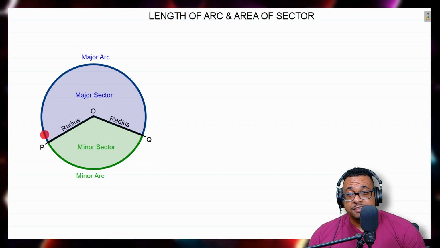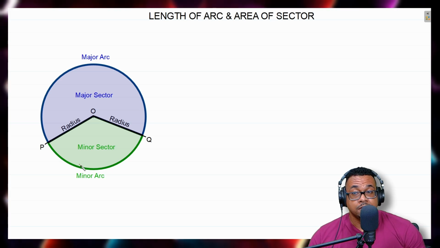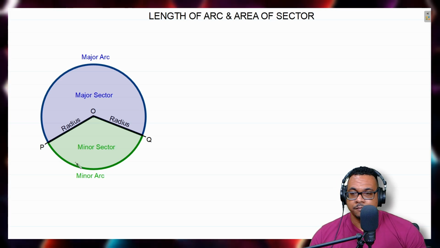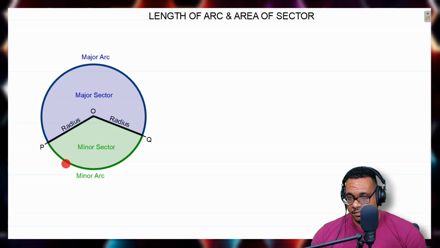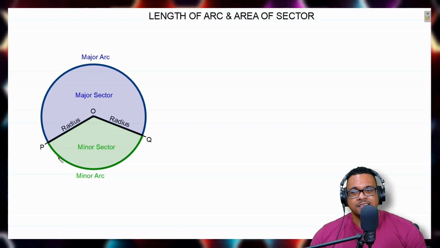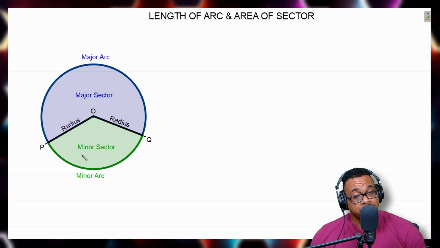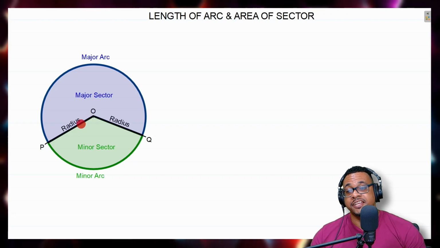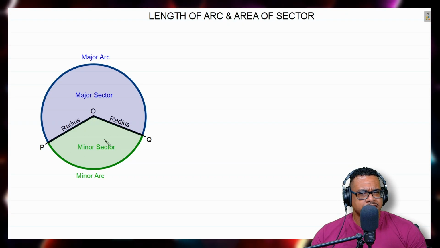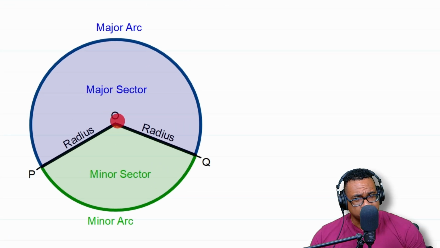So there you have it. Now you know the difference between the arc and the sector. The arc is a piece of the circumference of the circle, and the sector is a piece of the area of the circle bounded by the arc and the radii. Now where the radii meet at the center of the circle, it forms an angle, and we call that angle theta.